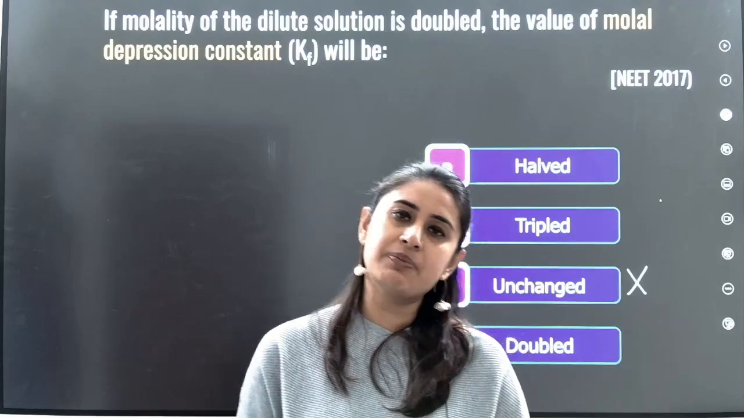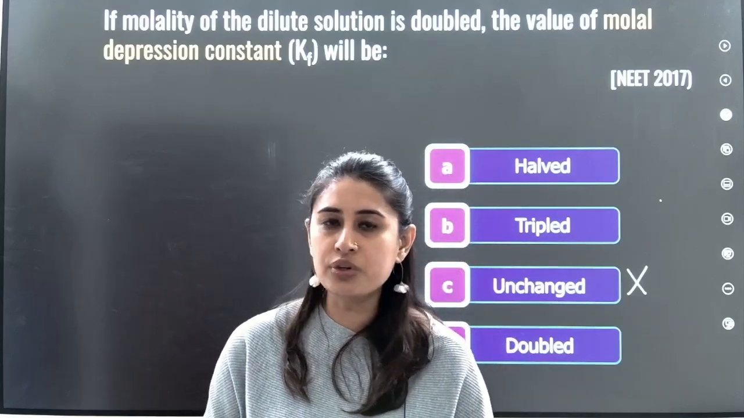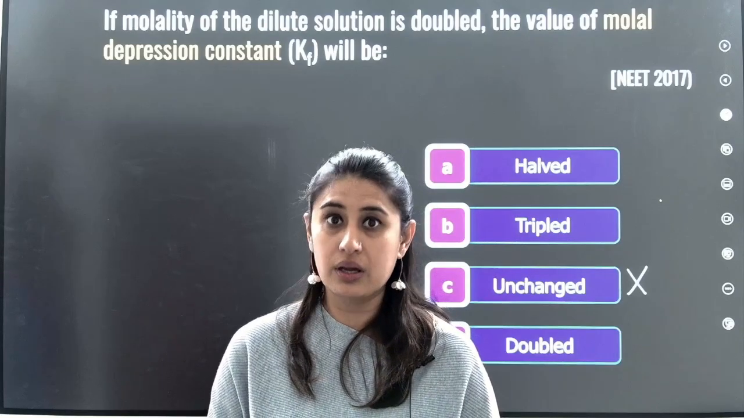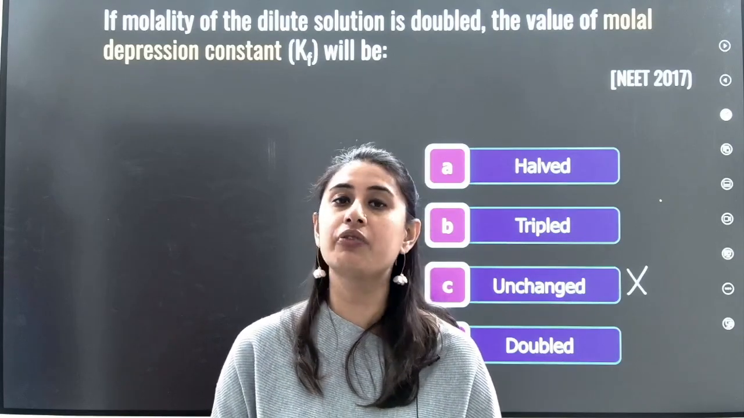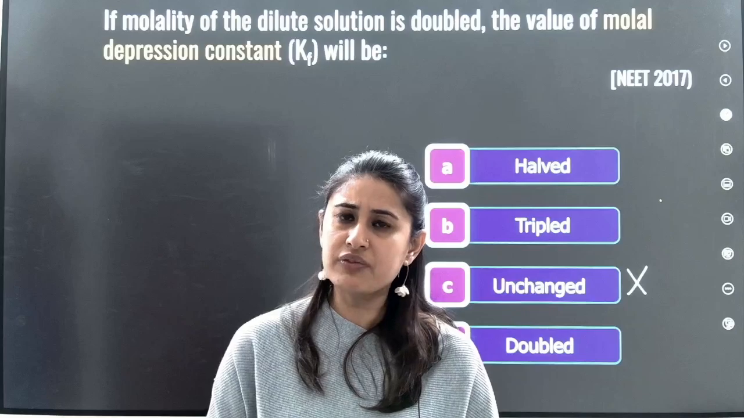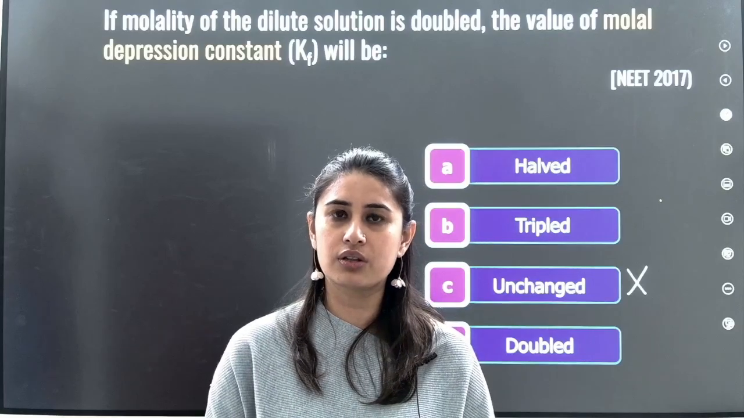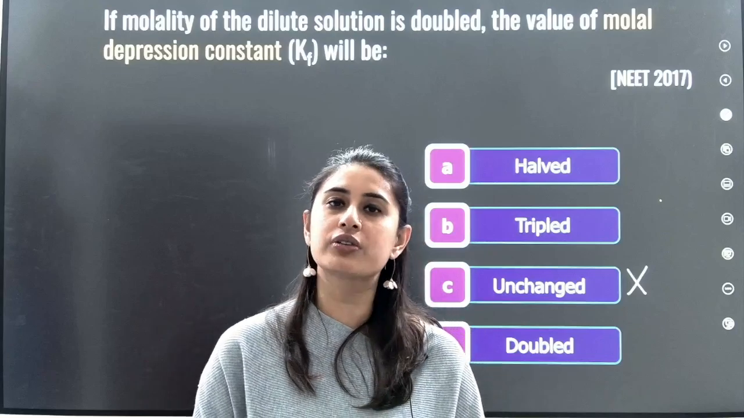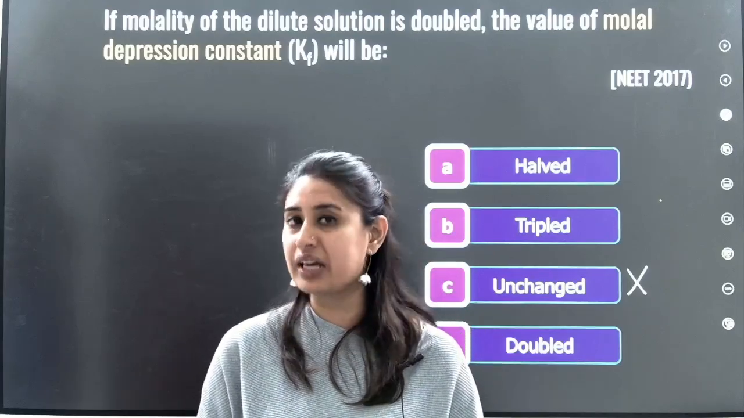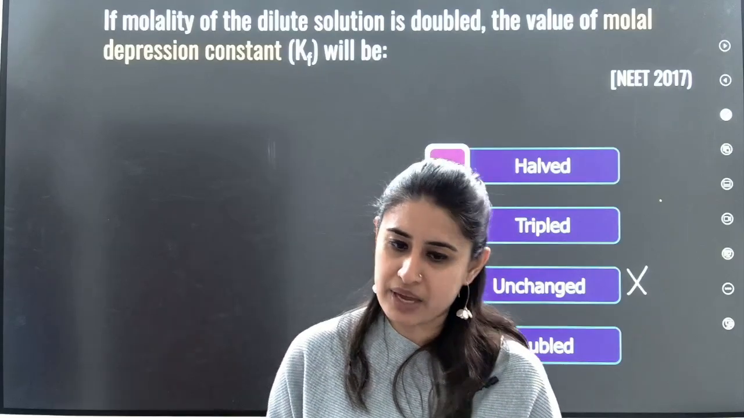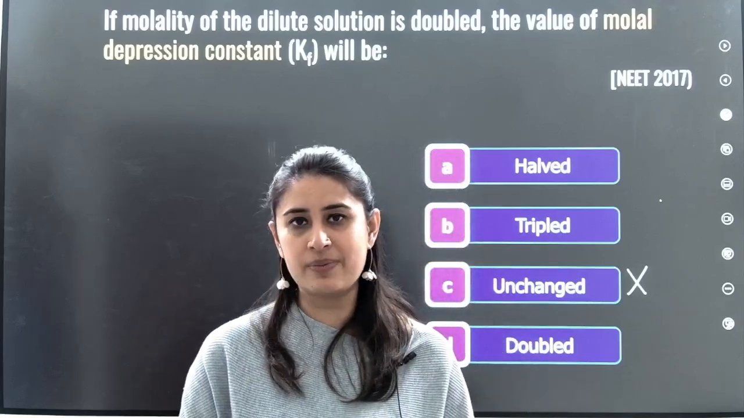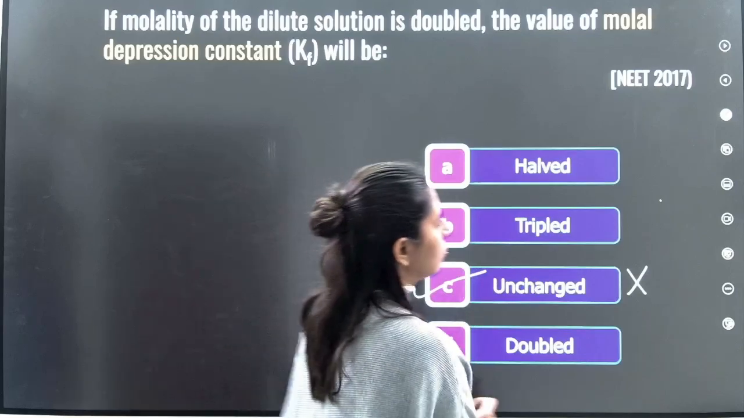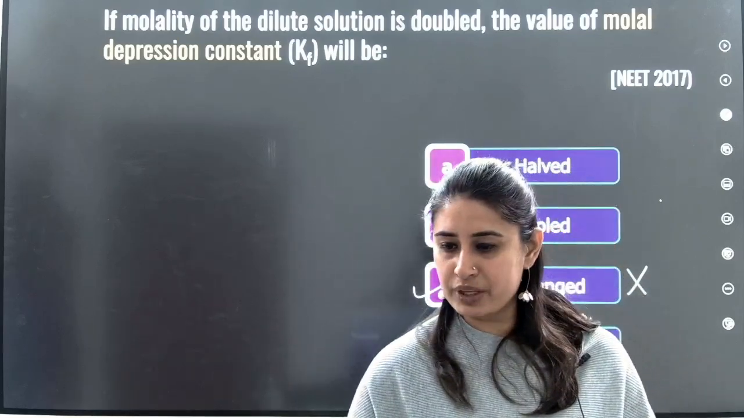So always keep in mind that these kinds of constants don't change with the concentration. They would only change with the solvent, just the nature of the solvent, nothing else. So they remain unchanged, be it KF or KB. So the answer is option C for this question. All right, it was a simple question to do.